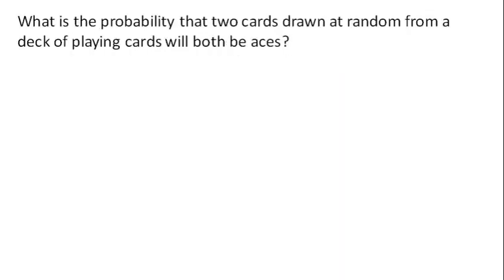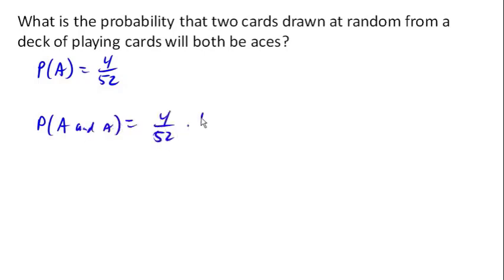So what is the probability that two cards drawn at random from a deck of cards will both be aces? Now, you note that the probability of pulling one card and getting an ace is 4 out of 52. And so it's really tempting to say the probability of getting an ace and another ace is 4 out of 52 times 4 out of 52, right? Using our multiplication rule. Now, unfortunately, this is not going to work. Why? Because these two events are not independent.